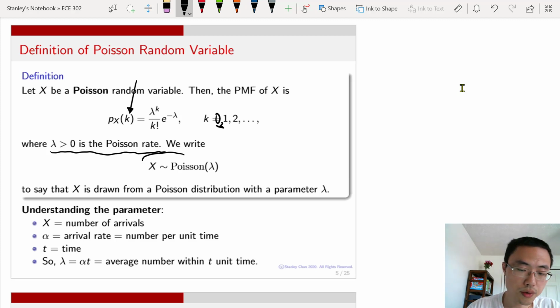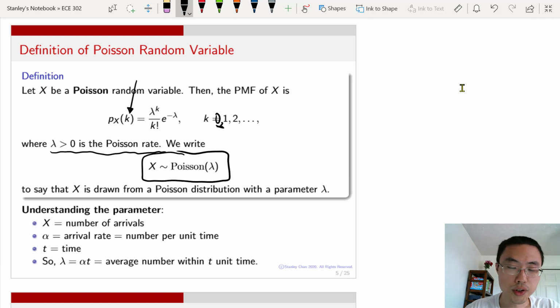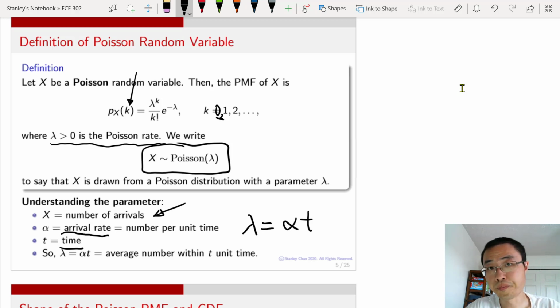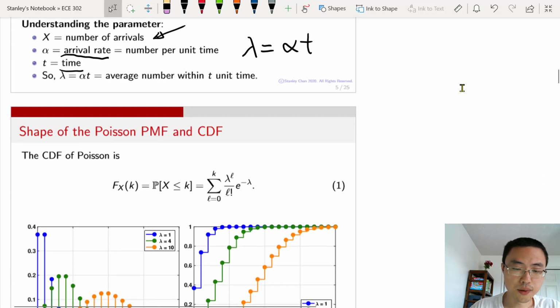So the notation of a Poisson random variable is given by this. You say that the random variable X is drawn from a Poisson distribution with a parameter lambda. You write it in this way. There are a couple of terms here. X is the number of arrivals. This is the random variable that we are looking at. Alpha is the arrival rate, and t is the time. And usually we define lambda as alpha times t. Okay, so this is the definition of the Poisson random variable.